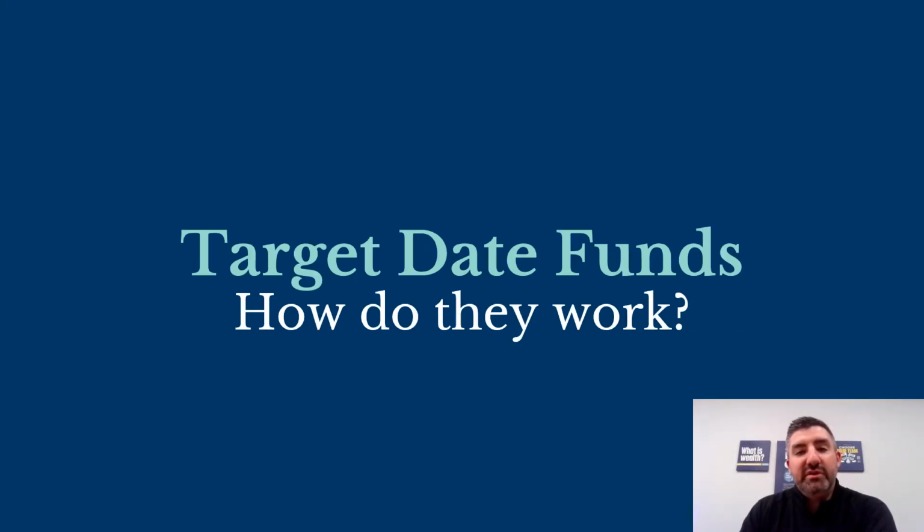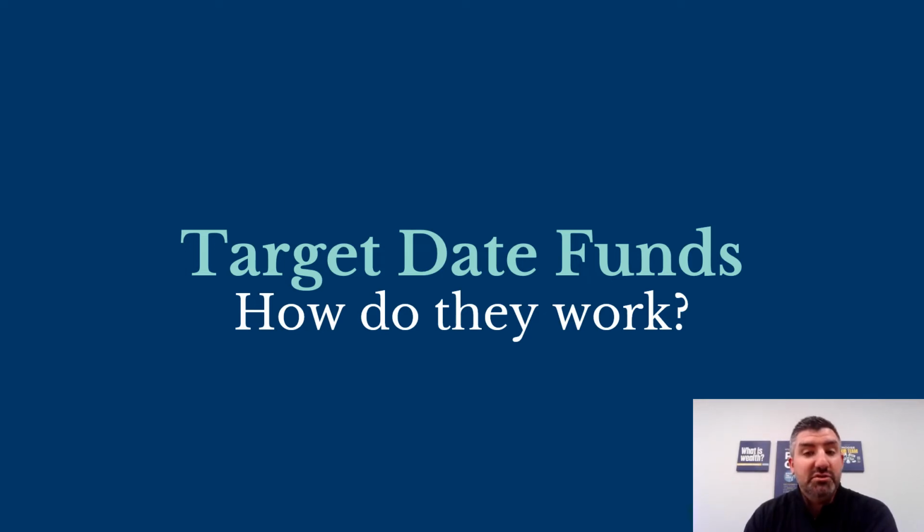Think of a target date fund as a collection of mutual funds that are packaged together to create a well-diversified fund for you. When you look at your fund lineup, and if you see a fund that says the year, say 2025 or 2055, if it has any year next to it, that is an actual target date retirement fund. These funds work by changing the investments within them as you approach the target year that you choose.